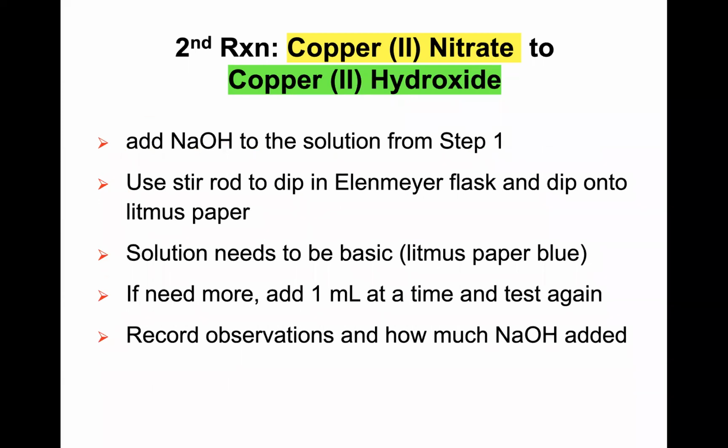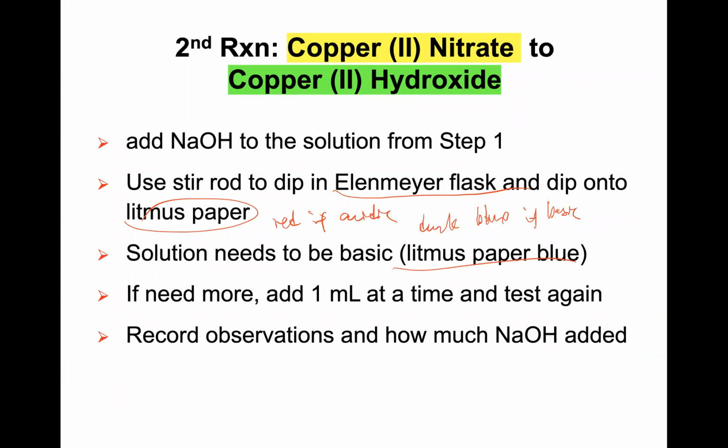Here, we will use the stir rod to dip into the Erlenmeyer flask and touch a little bit to the litmus paper. This litmus paper will show red if acidic, but it will show dark blue if basic. So make sure that it shows blue, then that will be basic.